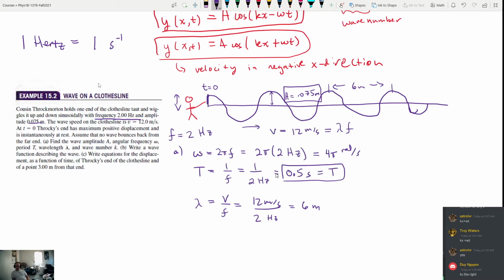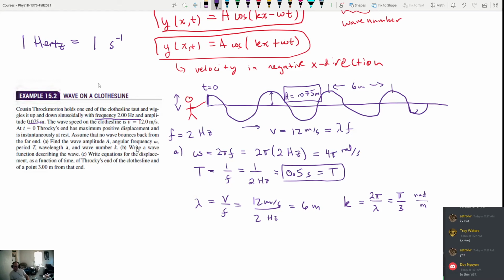Part next is the wave number k. To find the wave number k, you just do 2 pi divided by lambda. So this one's not going to be just a simple number. I guess we could write it in terms of pi. Just put 6 down here. This would be pi divided by 3. The units for k are radians per meter, or just inverse meters. All right.